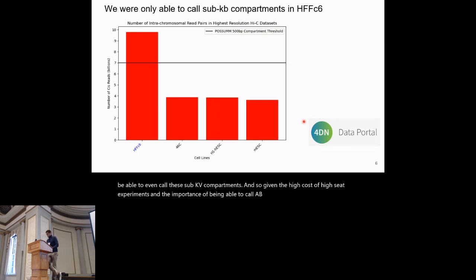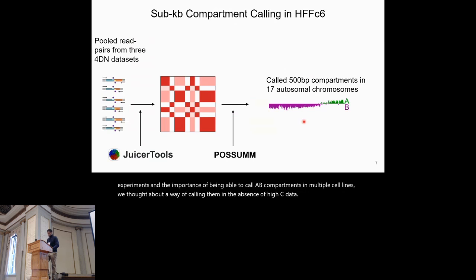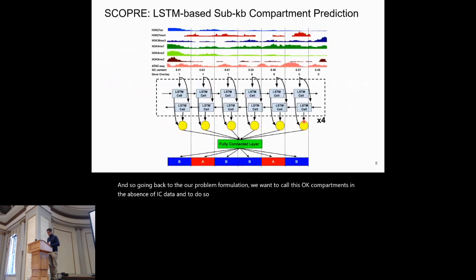And so given the high cost of Hi-C experiments and the importance of being able to call AB compartments in multiple cell lines, we thought about a way of calling them in the absence of Hi-C data. And so this is just outlining how we called sub-KB compartments in the fibroblast cell line. It's a standard procedure of pooling our read pairs, obtaining the contact map, and then calling our AB compartments, which we were able to confidently do in 17 autosomal chromosomes. And so going back to our problem formulation, we want to call these sub-KB compartments in the absence of Hi-C data. And to do so, we developed this model called SCOPRE.